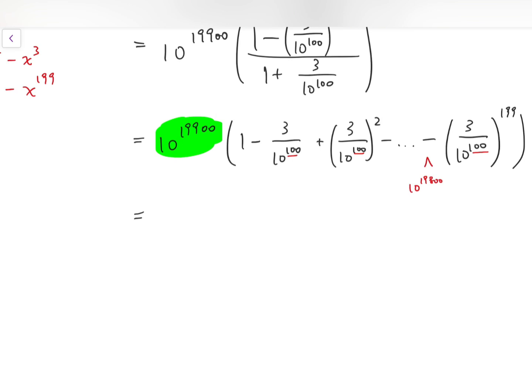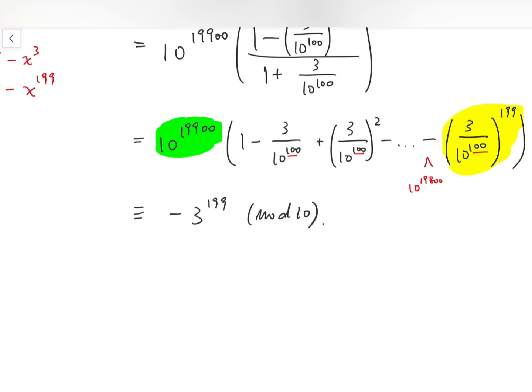So that means if I'm to consider the last digit, I only have to look at the last term, which is over here. So under mod 10, I'm just going to look at the last term, which is minus 3 to the power 199 mod 10, because all other terms will be congruent to 0 mod 10.